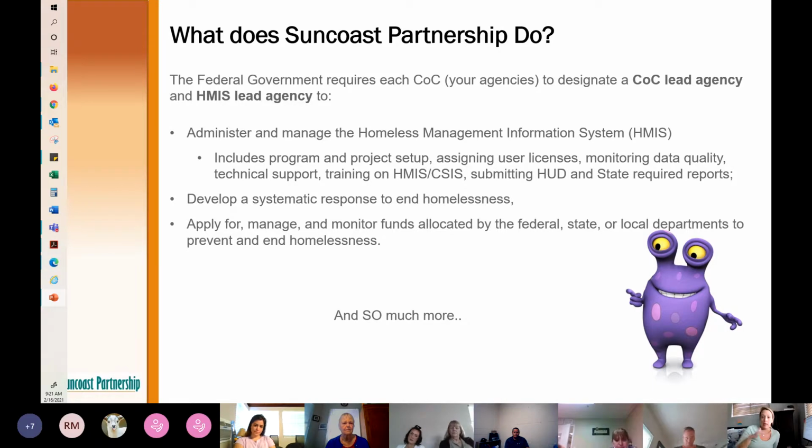So these are the main goals and the main duties of your COC lead agency and your HMIS lead agency. With Pasco County coming on board, we will only be responsible for your HMIS. We will be responsible for creating training documents and providing those trainings when new projects come on board, or if you just have any questions. Anytime anybody has any questions in regards to technical support, please do not hesitate to call. We are always ready, willing, and able to provide trainings and answer questions. Do not hesitate to ask.